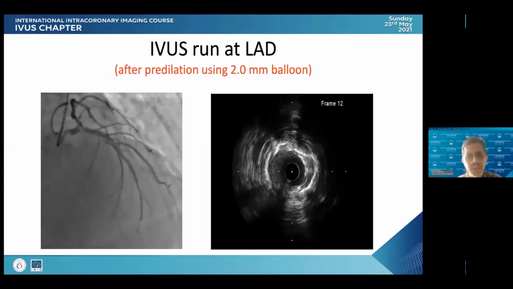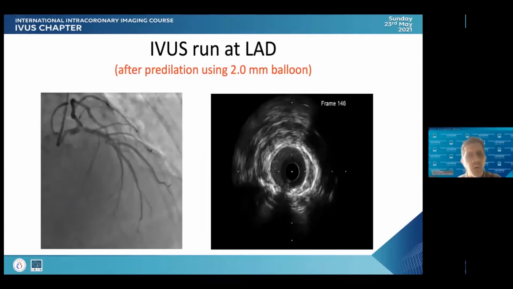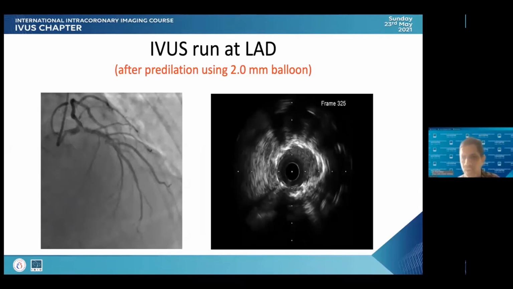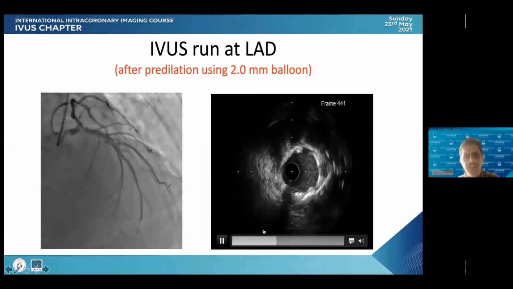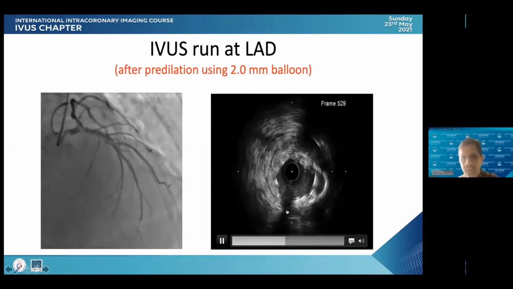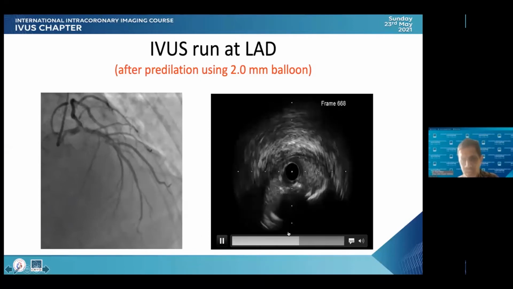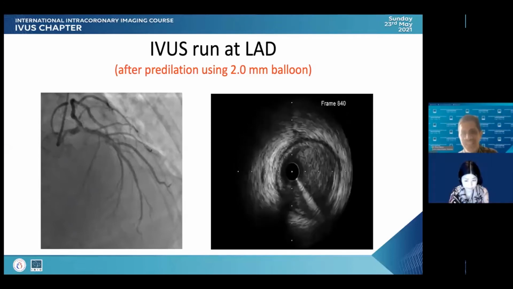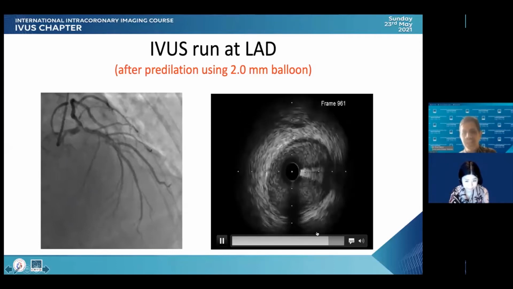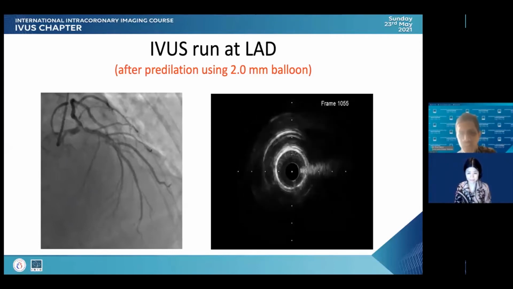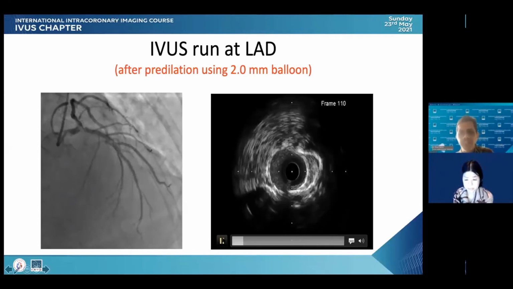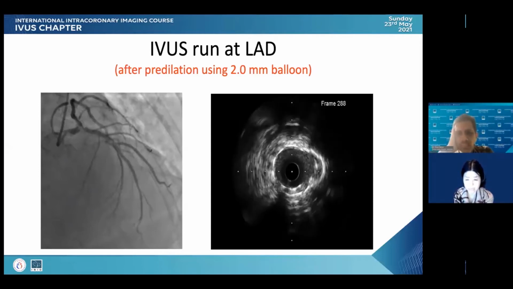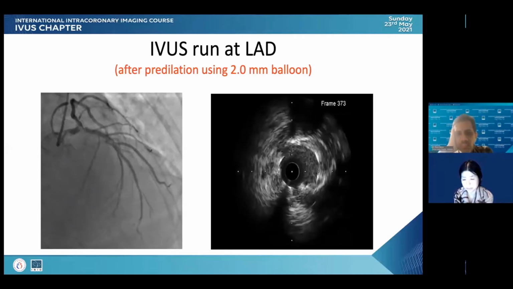So based on this information, we did a pre-dilatation using a 2 millimeter balloon, followed by IVUS assessment. This is the IVUS run from LAD to left main. We see the old stent, which had okay expansion. And in the left main, we see the calcified nodule. So starting at the distal, there is an old stent, and stent expansion is okay. Not fantastic, but I would say almost fine.